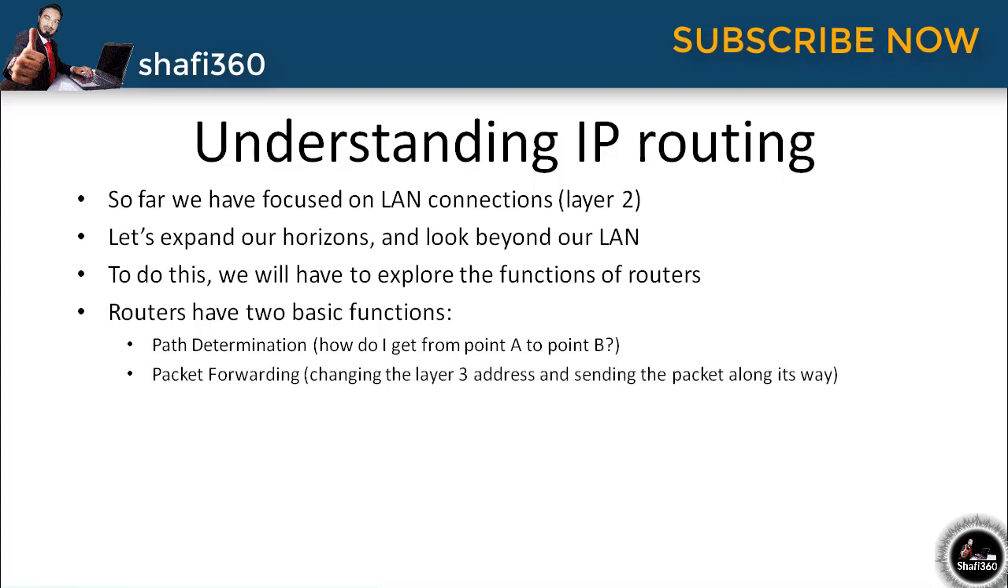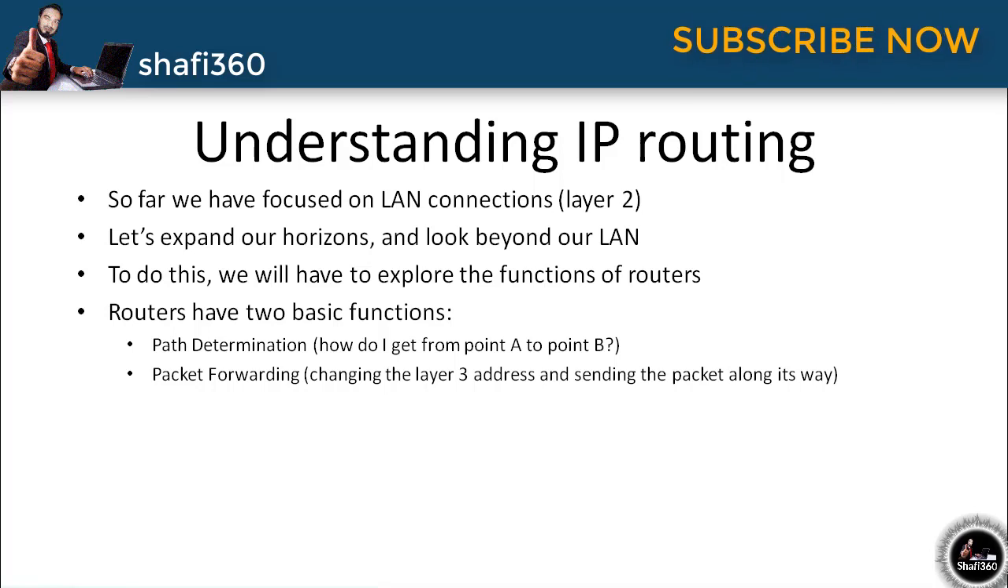The other is packet forwarding. Once I've determined how to get from point A to point B, how do I change the layer 3 address and change the encapsulation and send the packet along its way? Now, this sounds very simple, and at its core, it is quite simple. Routers are pretty simple devices when you break them down like this.